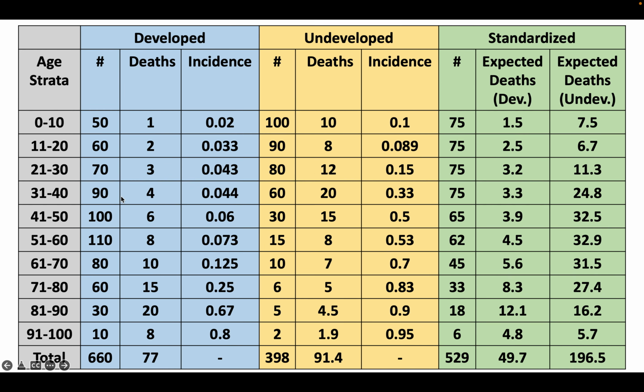And so we have a total number of deaths. If we were to collapse all of the strata, in the developed country we have this observed number of deaths and observed number of people, and that gives us a crude incidence. Same with the undeveloped country. And we also have an expected number of deaths over this population structure. Incidence is number of deaths over the number of people. And now we have the number of deaths for the developed country divided by 529, and the number of deaths in the undeveloped country divided by 529. So basically we've standardized the denominator.